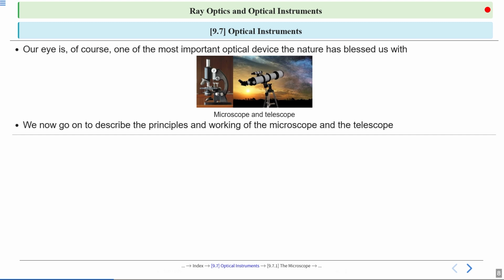Now let's delve into the principles and working of these instruments. The microscope and telescope operate on similar optical principles, but they are designed for different purposes. Understanding these principles will help us understand how they magnify objects and why they are crucial in scientific exploration. We will break down their components and how they work together to achieve magnification.